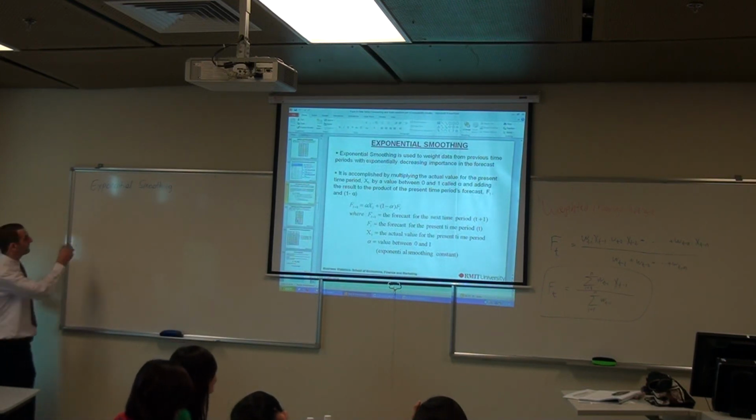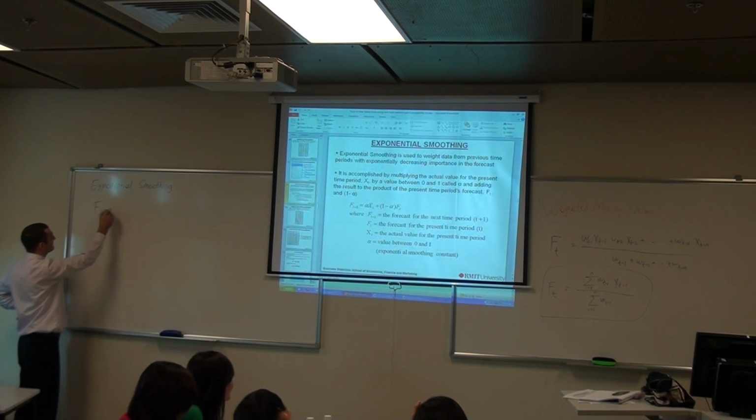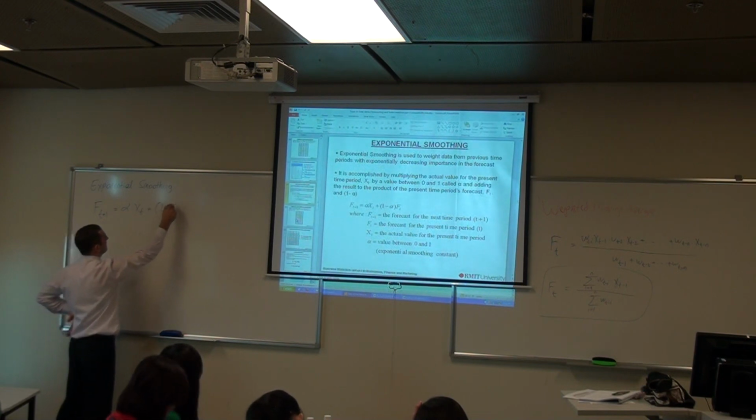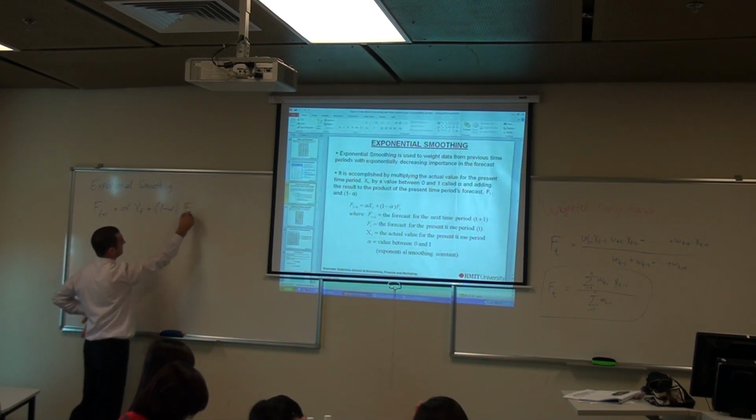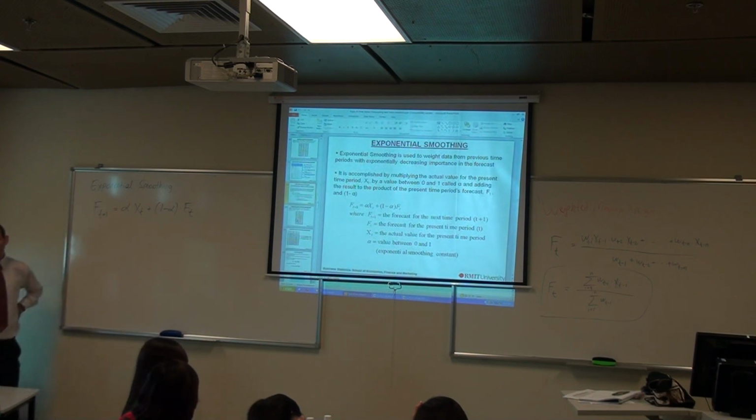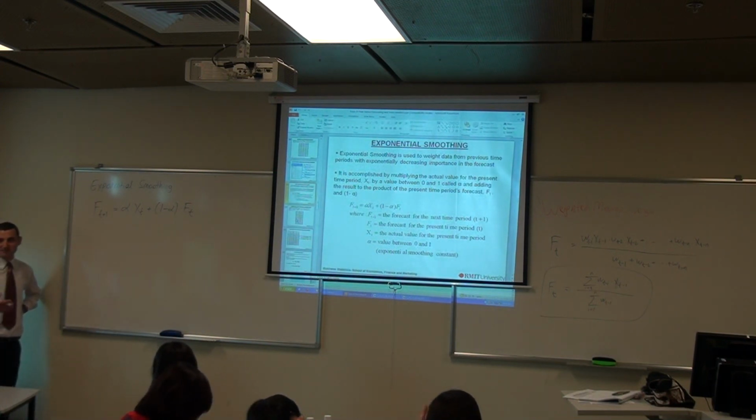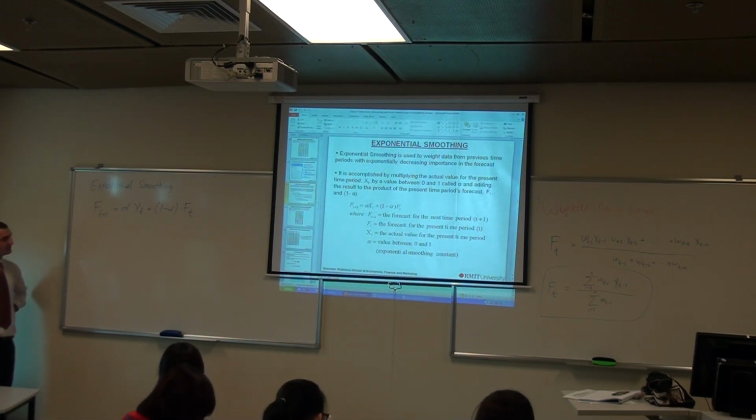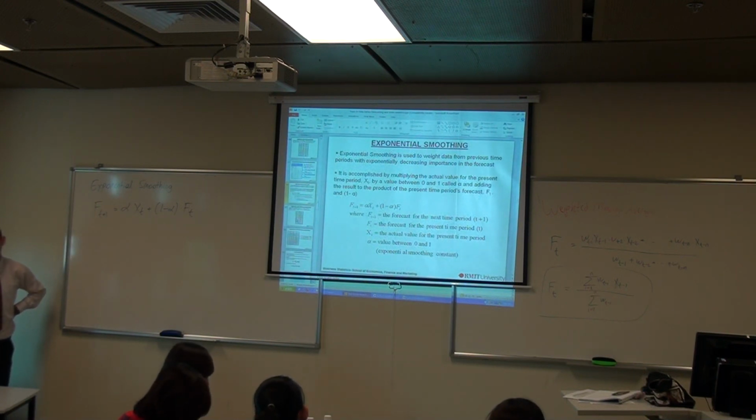So it's basically forecast of time t plus 1 is equal to alpha times xt plus 1 minus alpha times ft. Now you might ask, teacher, you won't ask, but I will ask you to ask me, why do we call it exponential? Say it. Teacher, why do we call it exponential? Good question.